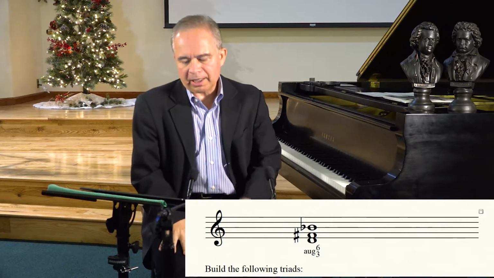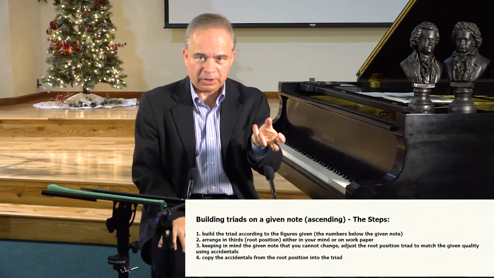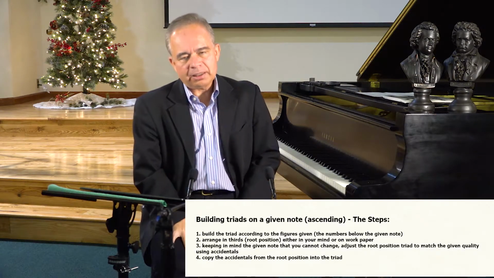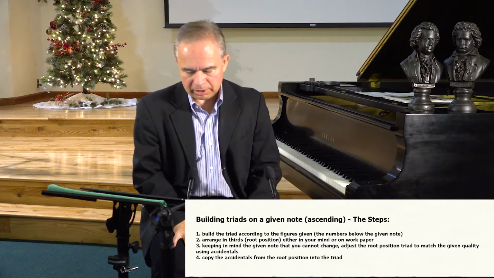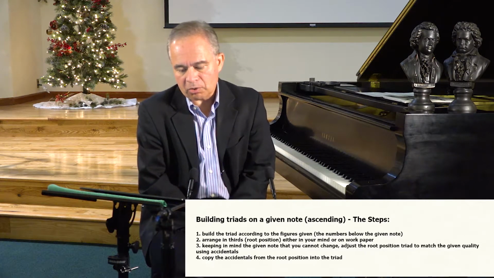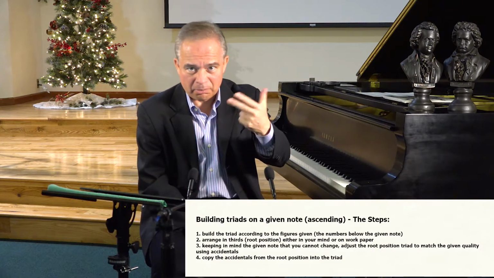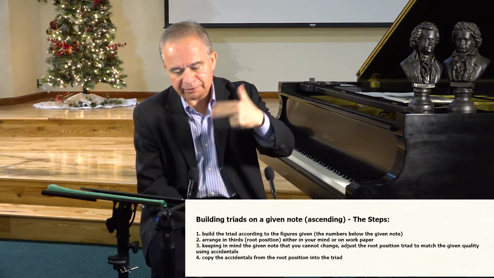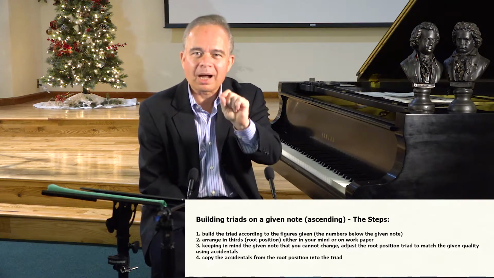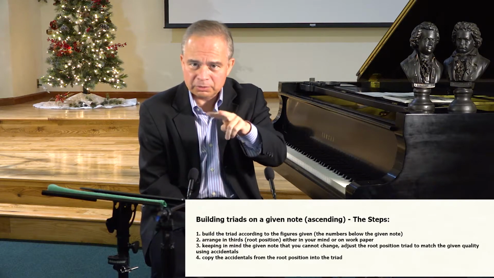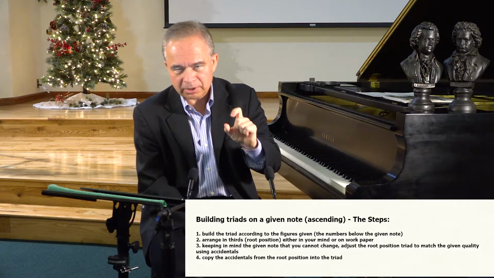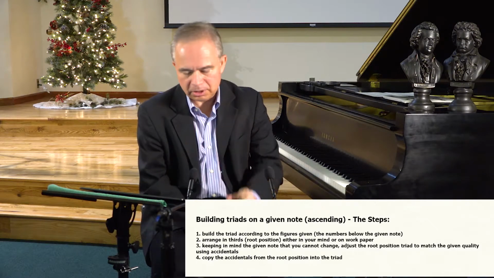So here we go. I summarized here the steps that you need to do to build the triads, first for the ascending triads, those going up. Number 1, build the triad according to the figures given, meaning the numbers underneath. So you basically find the notes and pencil them in. Don't lock them in quite yet because you're probably going to have to adjust them. But the notes are important. Pencil them in because those are the notes you're going to be dealing with.